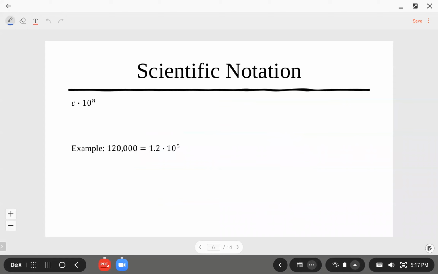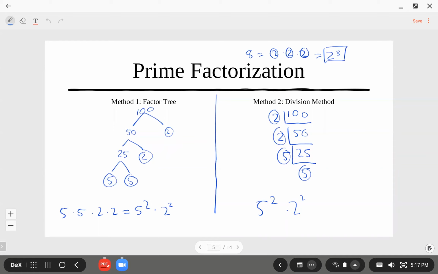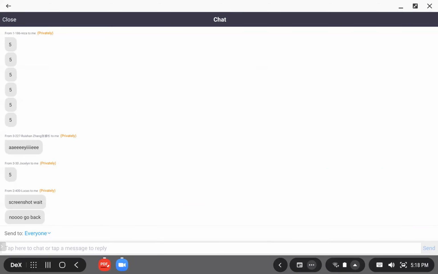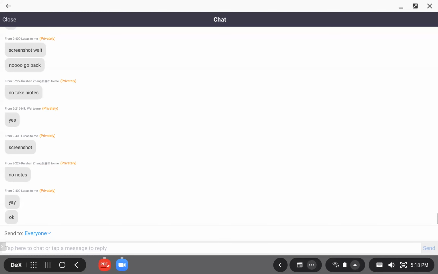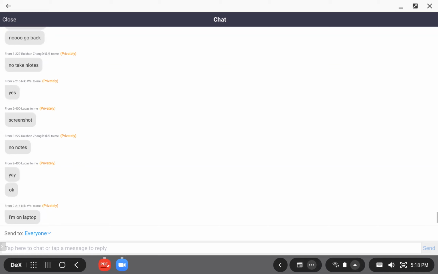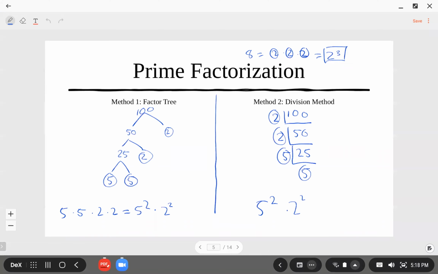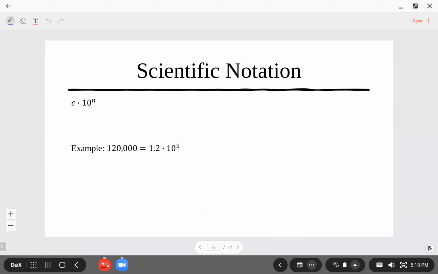So let's move on to scientific notation. Or do you guys want to take notes on this? Okay, I'll leave this slide up if you want to take a screenshot or a photo, and then you can take notes later. Okay, so is everybody done taking their screenshot? Okay, so now let's go to scientific notation.